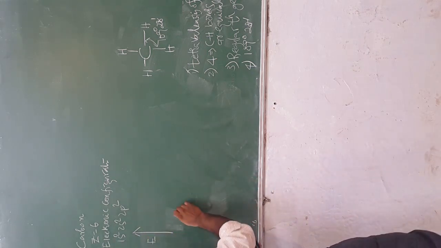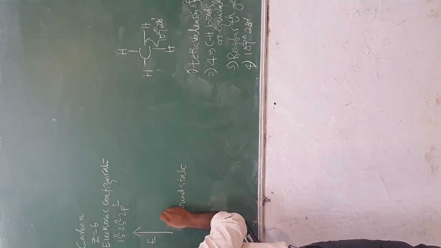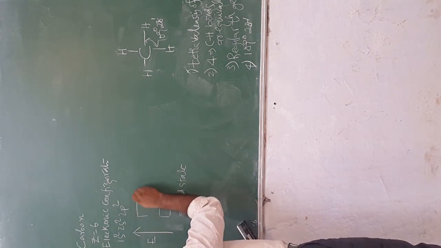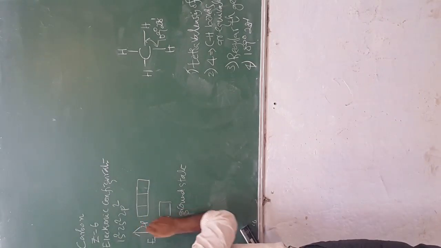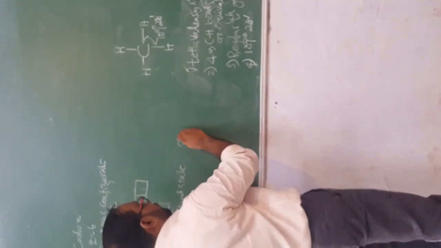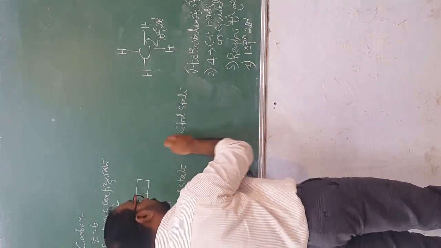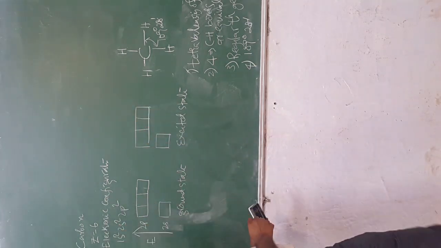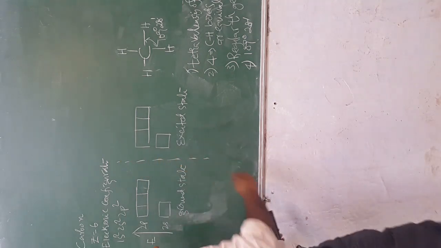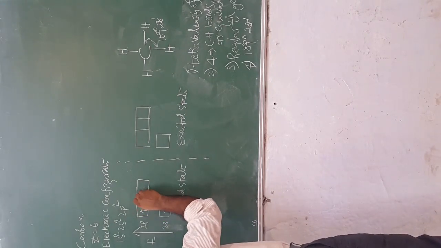So this is the ground state orbital, 2p, 2s. If you take the excited state, this is 2s and this is 2p. So this is different and this is different. Initially it was like this: 2s has 2 electrons, and the 2p has 1 electron and 1 electron.